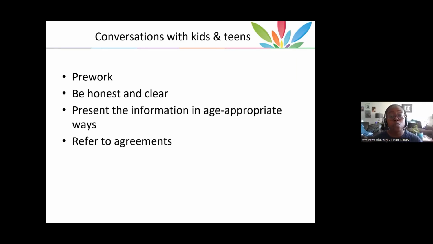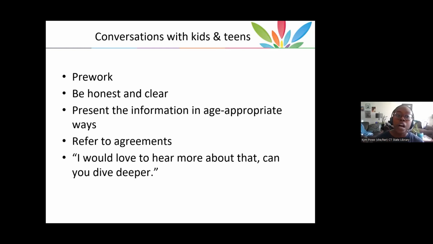When in doubt, refer to the agreements. If things start to go left, refer to the agreements, and remind everyone in the room that they all agreed on them, so they need to adhere to them. You might be surprised by the way that works, not only with kids and teens, but adults too.